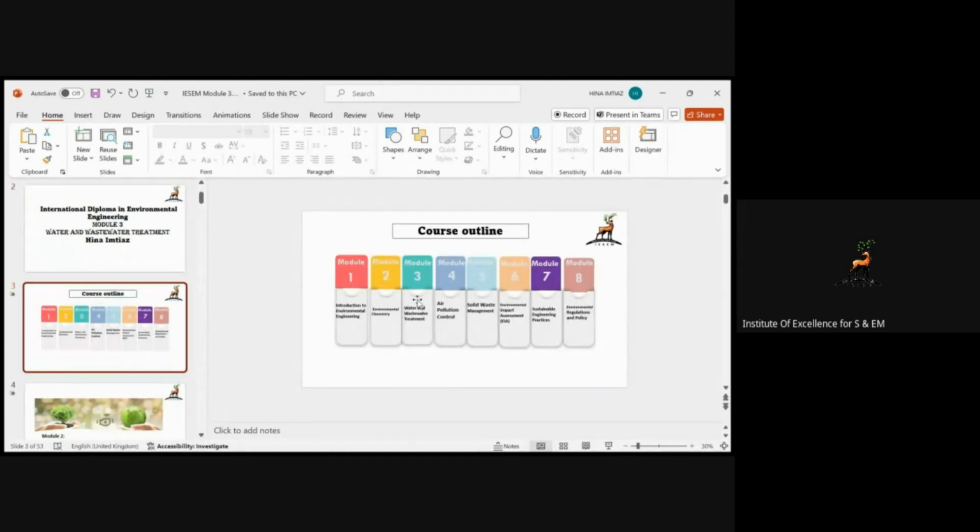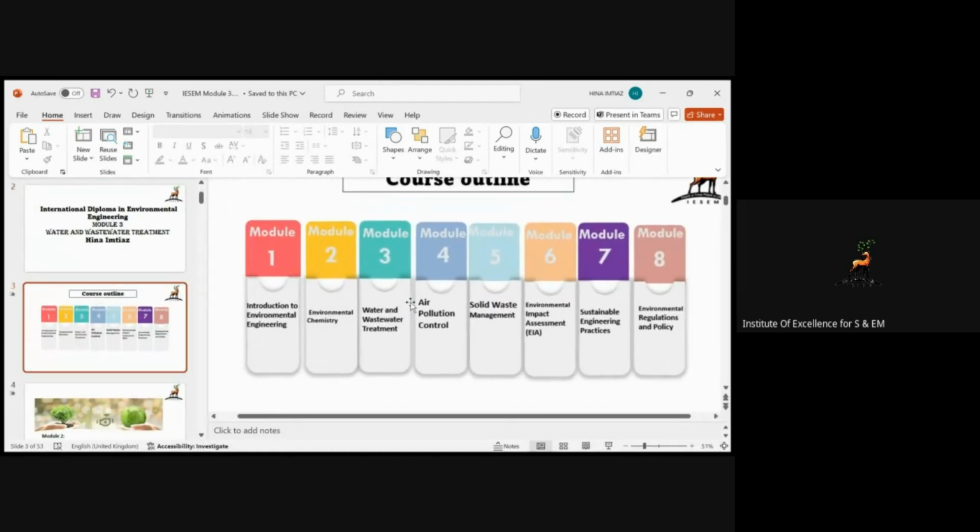So, in previous classes, we have already discussed these two chapters. Number one is Introduction to Environmental Engineering, and the second one is Environmental Chemistry. But in today's class, we will cover Unit 3, which is Water and Wastewater Treatment.